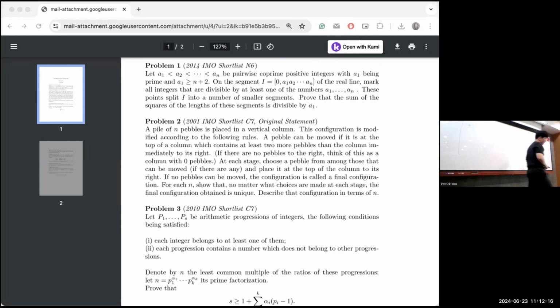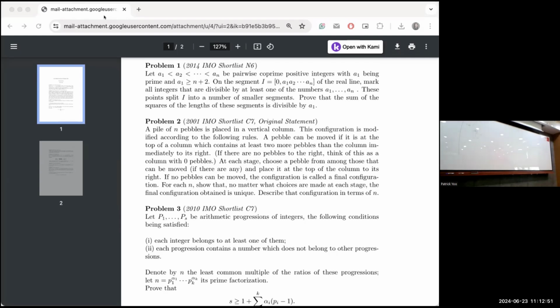Problem 2. So problem 2 is you have n pebbles in a vertical column, and the move is essentially if you have a column and a column to its left, and this column is at least 2 higher than this one, then you can move 1 pebble from this column to here. It's just an explanation of the problem.